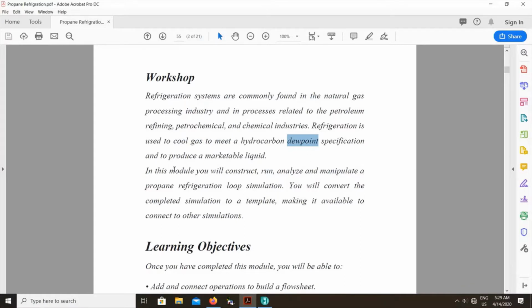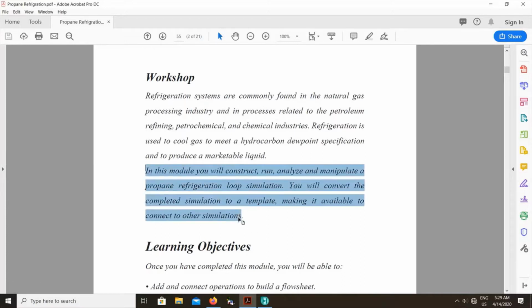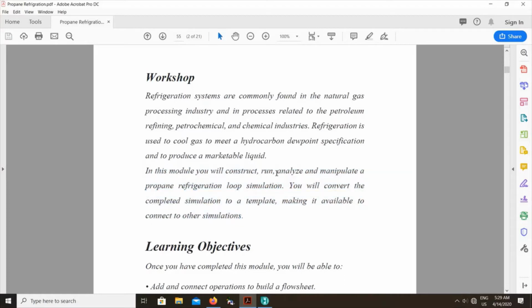Okay, in this module we will construct, run, analyze, and manipulate a propane refrigeration loop simulation. You will convert the complete simulation to a template. So in this module we need to construct this simulation process, and we need to analyze it also. How can we analyze that? If we change something, what is the effect on the other components? So this is what we are doing here.